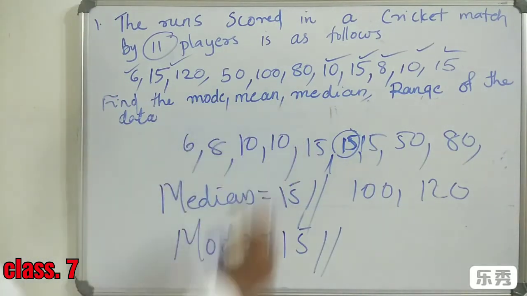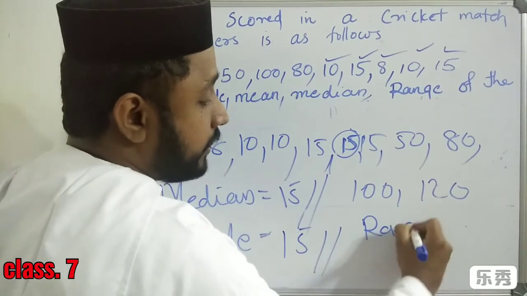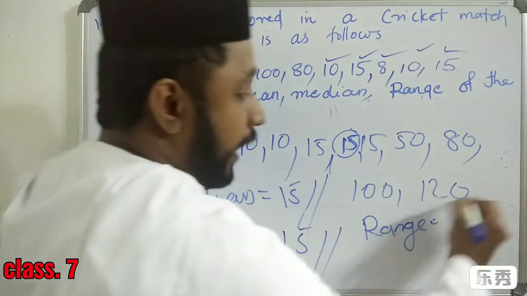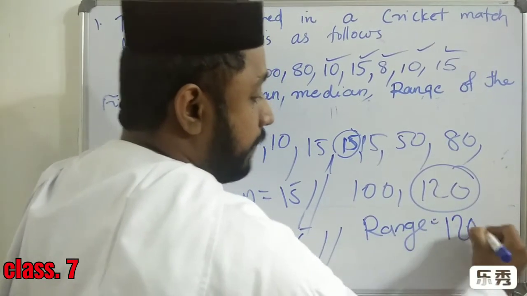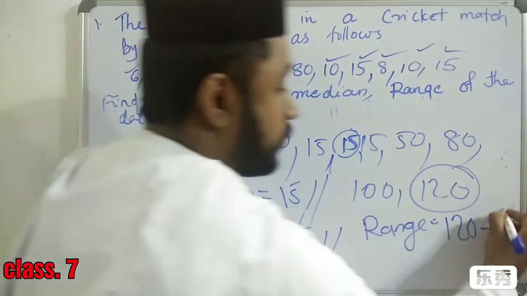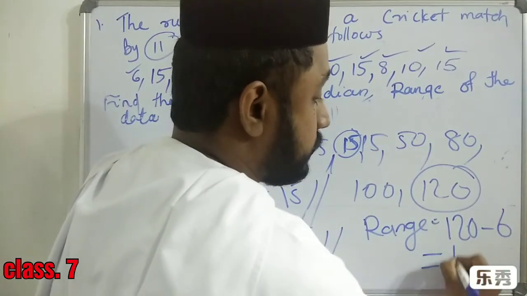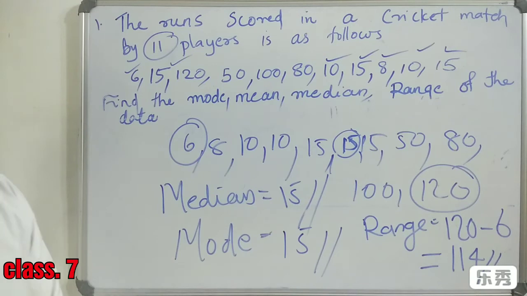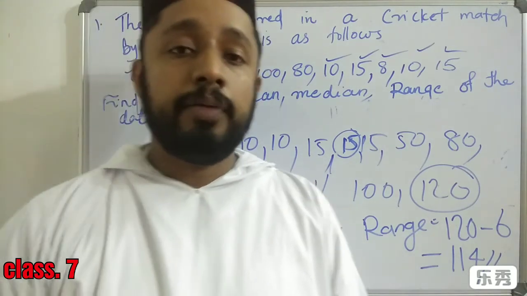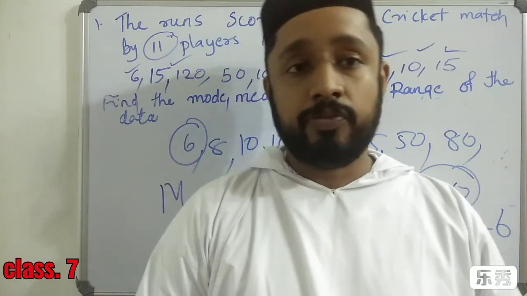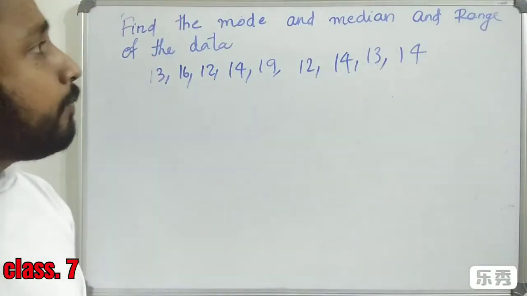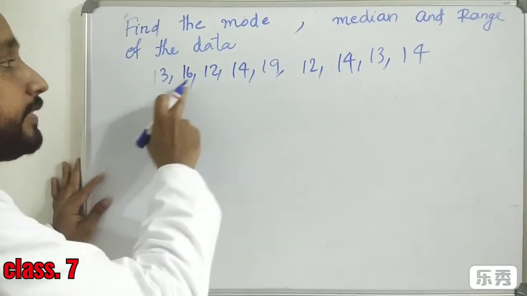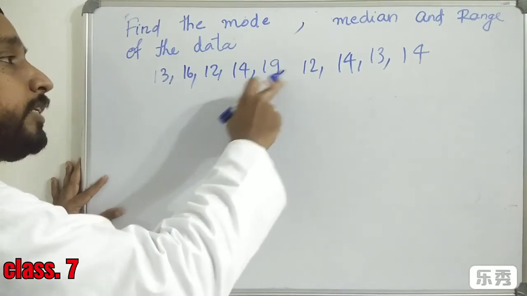Last one is range. The formula for range is the highest observation minus the lowest observation. So range is the highest observation 120 minus the lowest observation 6, which is 114. So the mean is 39, median is 50, mode is 15 and range is 114.